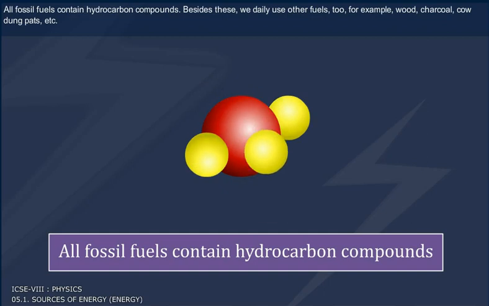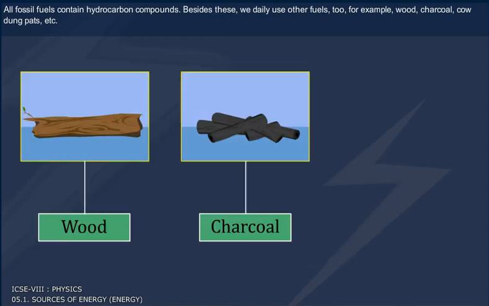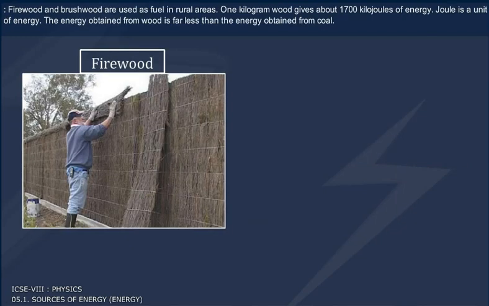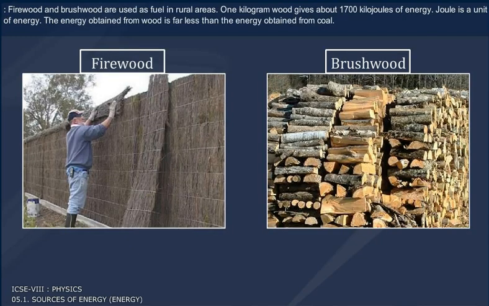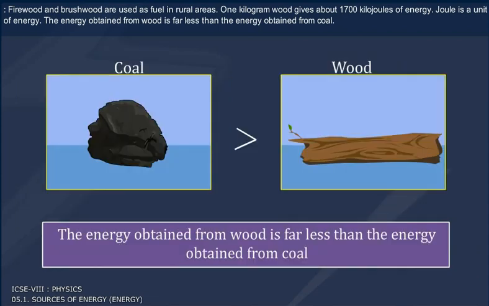Besides these, we daily use other fuels too. For example, wood, charcoal, cow dung pads, etc. Firewood and brushwood are used as fuel in rural areas. 1 kilogram wood gives about 1700 kilojoules of energy. Joule is a unit of energy. The energy obtained from wood is far less than the energy obtained from coal.